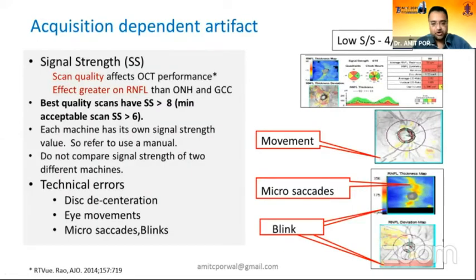Dr. Sukanya, if I'm running short of time, please let me know because I'm not able to see the timer here. You still have 4 minutes to go.